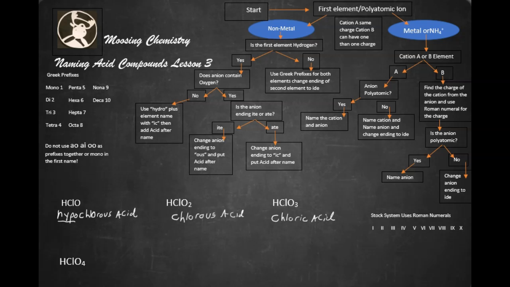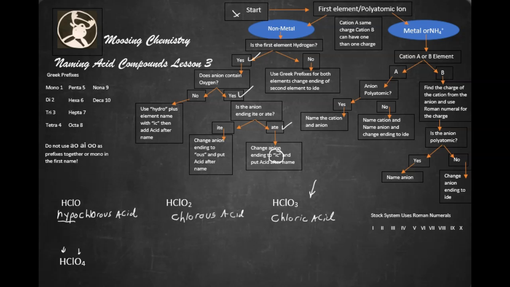Okay, so here we go. For the next one, we'll put an X at the start. Is the first element a non-metal? And is it hydrogen? It is. See that? That's hydrogen. Does the anion contain oxygen? It sure does. See, there it is. And it's ending in ATE. And now look, you're going to put an IC there. But you already did that over here with this one.